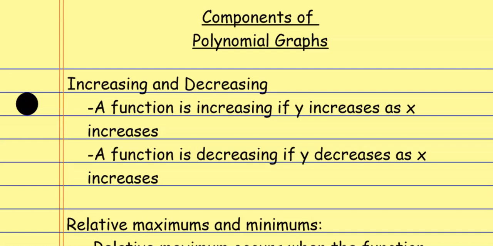And notice they both say as x increases. That's just a fancy way of saying going left to right on the graph. If you think about it, for x to be increasing, the smallest x values start at the left of the graph and the biggest x values are at the right of the graph. So x increasing just means going left to right on the graph. So another way to state this would just be to say, as we go from left to right, if the function is going up, that's increasing. As we go from left to right, if the function is going down, that's decreasing.